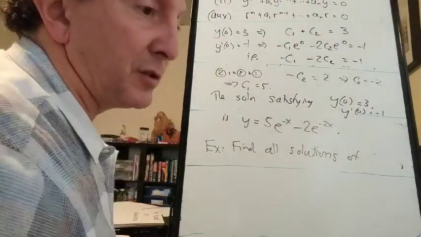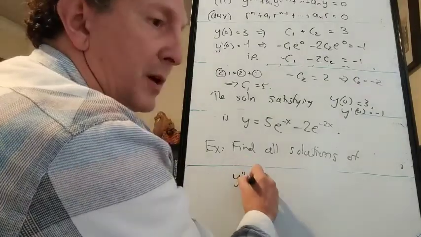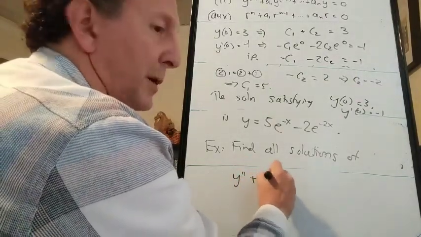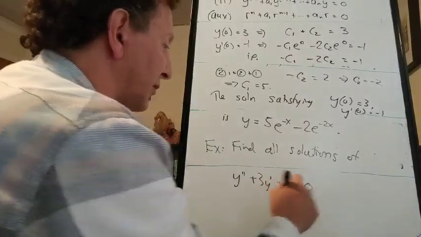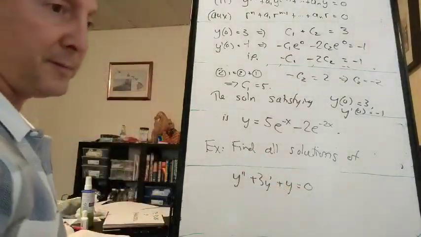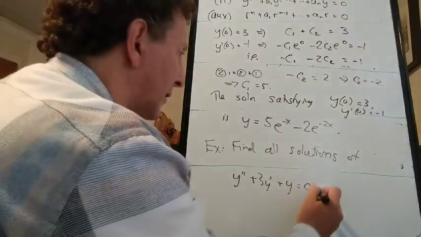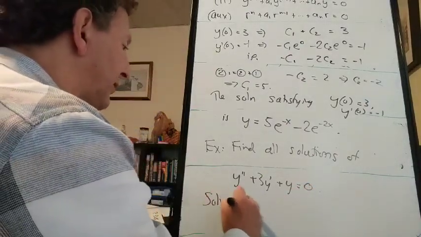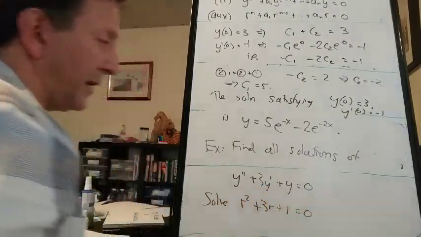Let's find all solutions of y double prime plus 3y prime plus y equals 0. So I just changed the 2 to a 1 here. Well, this is going to make the solutions a lot different. So we'll solve r squared plus 3r plus 1 equals 0.